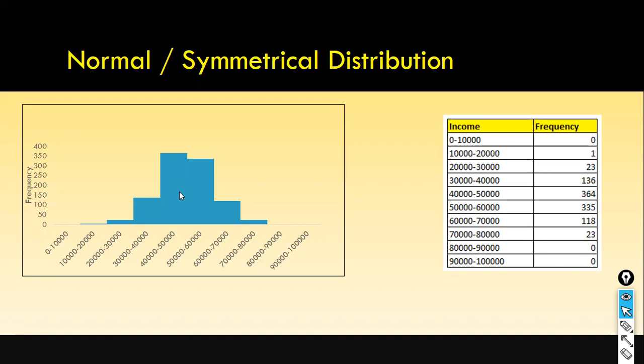So this is the normal distribution. What kind of inference can you make by looking at it? See here, the income is plotted on the x-axis. On the y-axis, you can see the frequency. What kind of inference can you make? What kind of story can you tell?